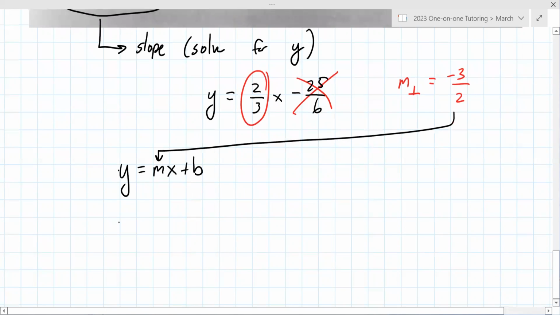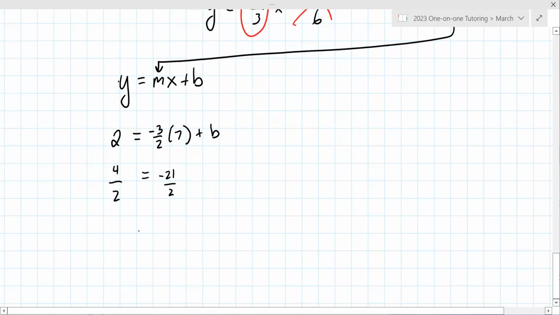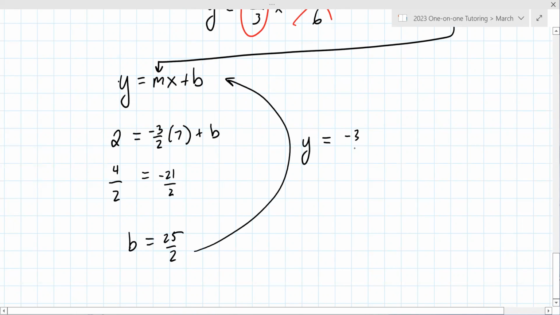So we've got 2 equals minus 3/2 times x, where x is 7, plus b. So you've got to do a little fraction manipulation here. Minus 21/2. Whenever there's a fraction on the right, I change this number to have its common denominator on the left, so it can be added more easily. And so this becomes 25/2. That goes back into this equation, but you also need to include the slope, which is minus 3/2 x plus 25/2.